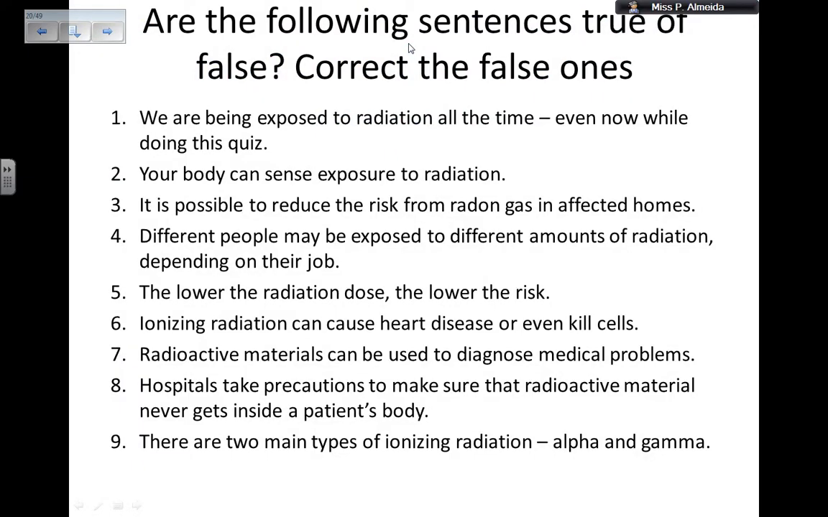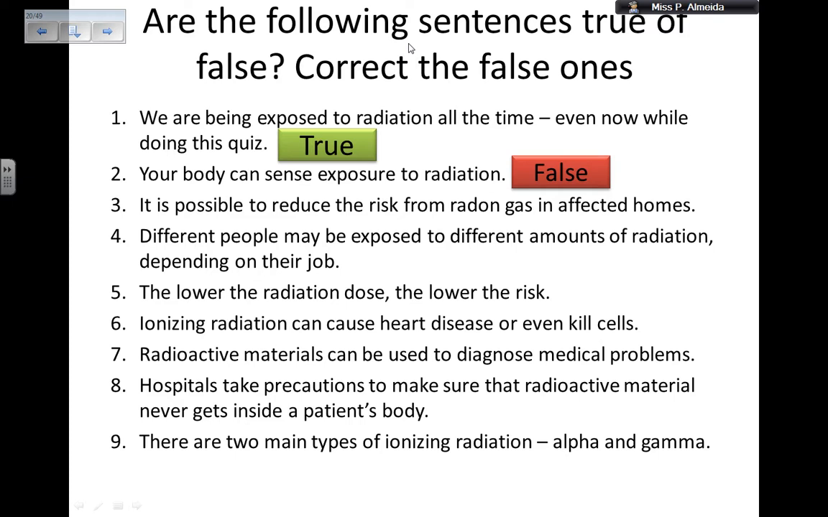Another quick exercise, again, pause it if you want to try it yourselves and then check if the answers are right. So I want to know if these 9 different sentences are true or false and correct the false ones. We are being exposed to radiation all the time, even now while doing this quiz. That is true. It's background radiation. Our body can sense exposure to radiation. No, you cannot feel it coming into your bodies, okay? You don't feel it right now as you're watching this video.